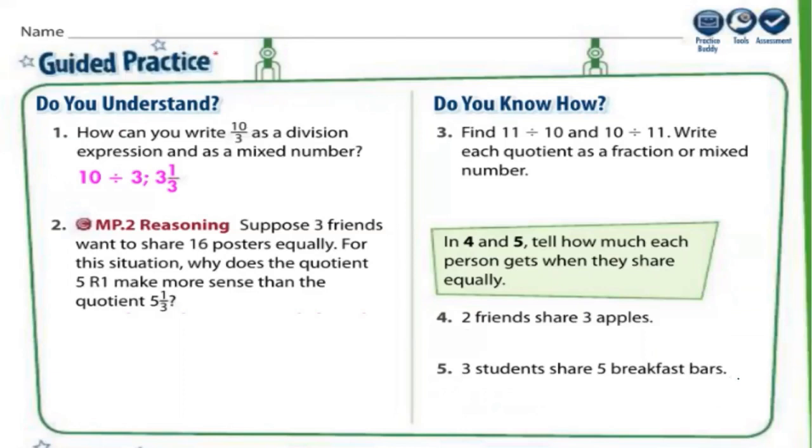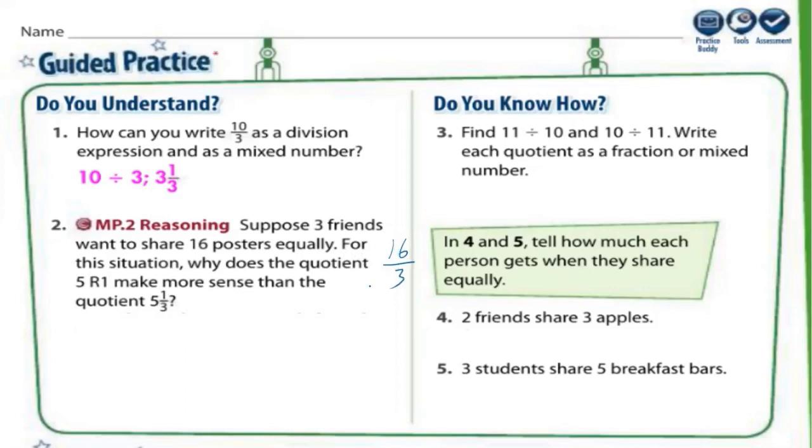Suppose 3 friends want to share 16 posters equally. Are you going to cut the posters or cut the friends? Sure, if you cut the friends, you will kill one of them and go to prison. No, we don't need that. Just divide the posters over the friends. It will be 16 over 3. Okay, not 3 over 16.